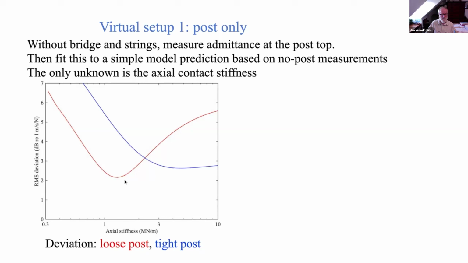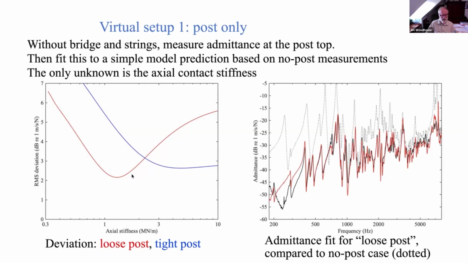And again, I stick with the red curve for the moment. When I take this best fitted position, here's what I get for that admittance on the top. The black one is the measurement on the real violin with its post in. The red one is the reconstructed version with my best estimate of the post stiffness.